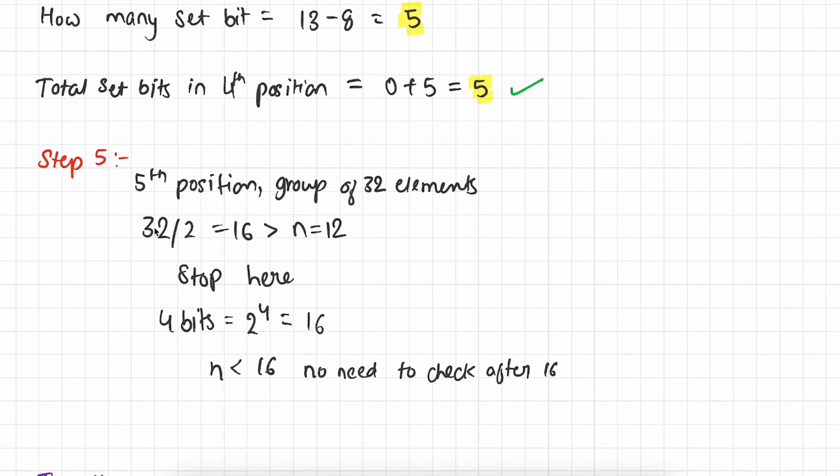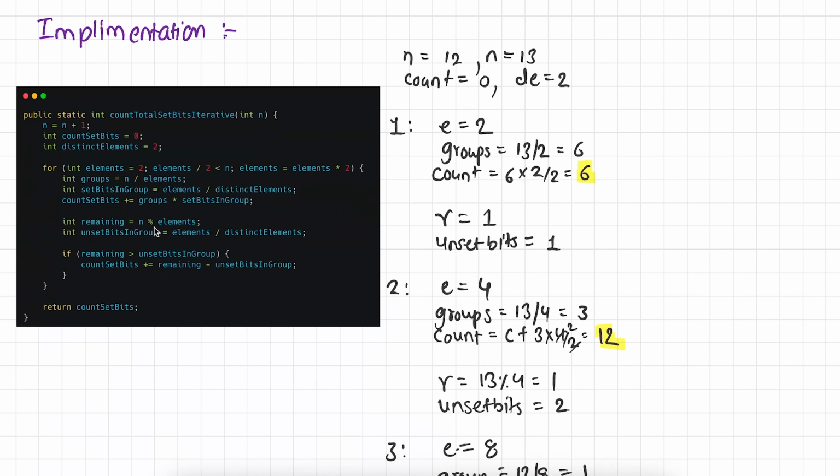So far so clear. So here is an implementation of this efficient approach, and in this approach we are not using any recursion. It's a simple loop implementation. So let's see how it works. Here we have a function count total set bits iterative, and this function is taking n as input, and the first step in this function is n equal to n plus 1. Why? Because if n is equal to 12, the number of bits at each position from 0 to 12 is going to be 13. That's why I am adding 1 to it.